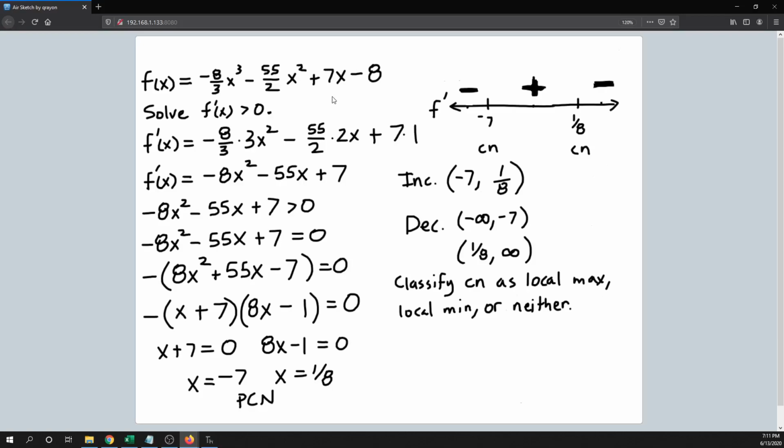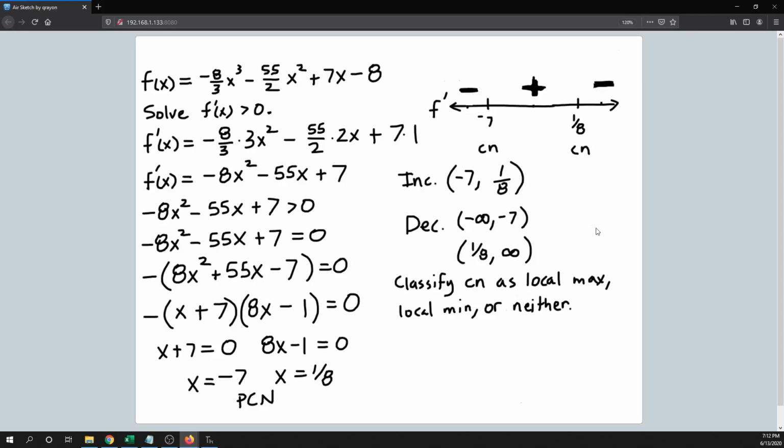If you haven't watched the previous video where we solved with this same function, where we found the intervals on which this function was increasing and the intervals on which it is decreasing, you need to go back and watch that video, because most of the work for this problem, classifying the critical numbers, was done in the previous video. So go back and watch that one and then come back here.